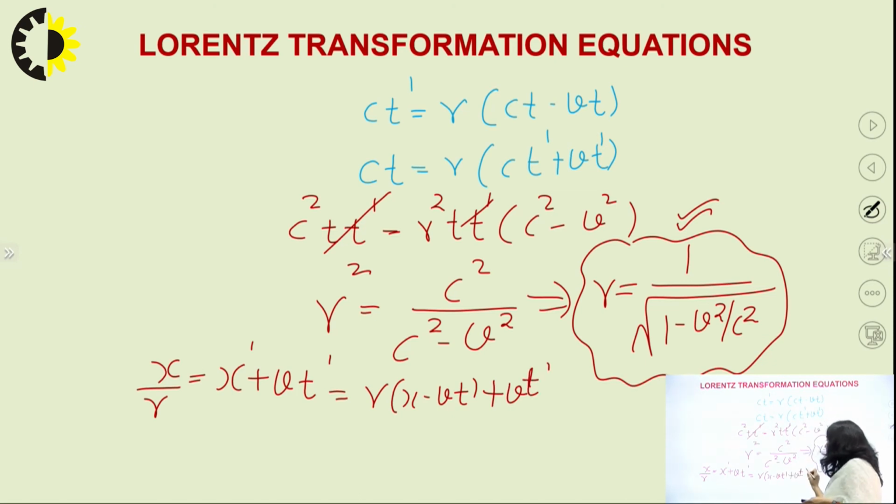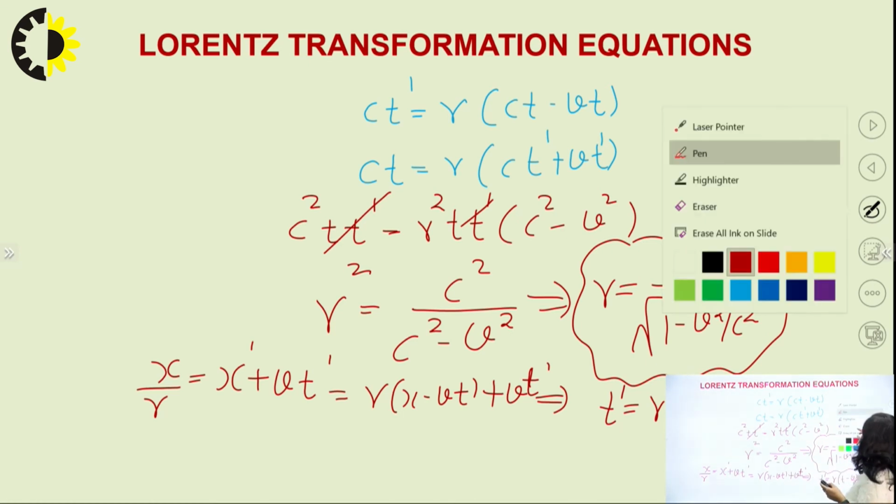Basically what you have to do is find the value of t dash in terms of t. So I'm just simplifying this. If you simplify this, t dash will be gamma into t minus vx upon c square. How are you getting this? Give me a second. I will explain how you are getting this.